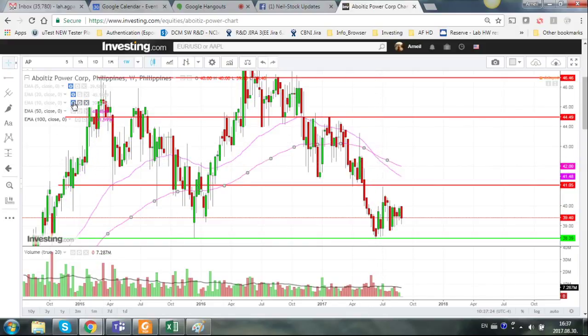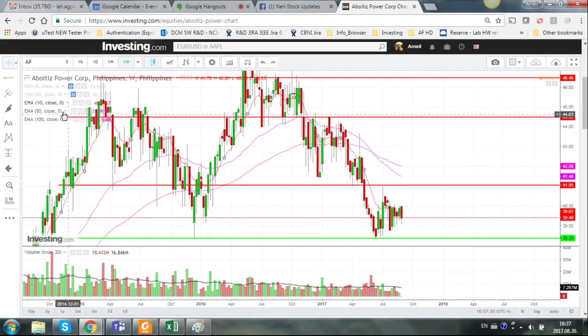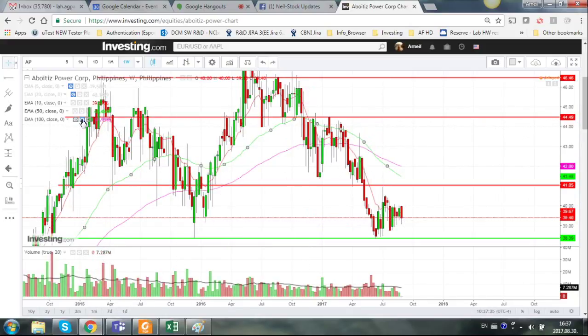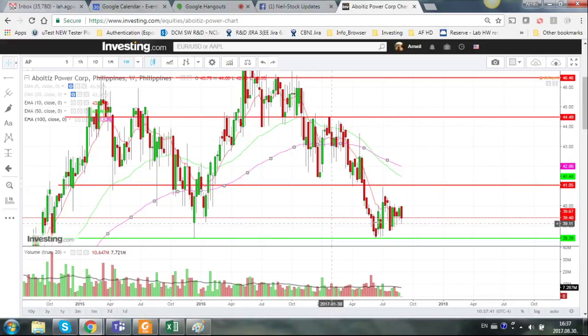Okay, I colorize this with red to indicate short term, this one green to indicate mid-term. So when you are charting, always be consistent of the colors. At purple for the long term. So price is below all the moving average lines, so therefore this is a downtrend stock. Although dito medyo it's trying to cross the short term, but it's not yet confirmed. So parang nandito pa tayo, consolidation.